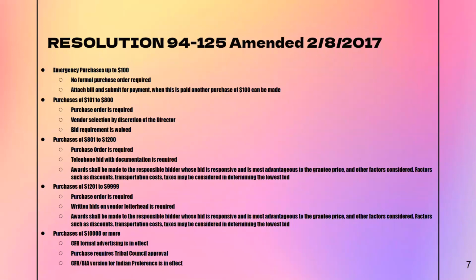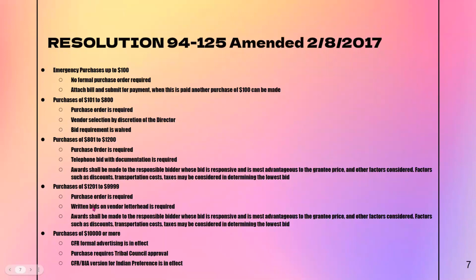Where we start having to have additional documentation is at the $1,200 level, where a purchase order is required, and a written bid on letterhead is required. So once we start spending $1,200 or more, we're going to need a quote that justifies exactly that. So if we're buying office supplies and we're spending $1,200 on printer ink, then at $1,200 we would need the quote with the vendor letterhead on there saying exactly what it is.